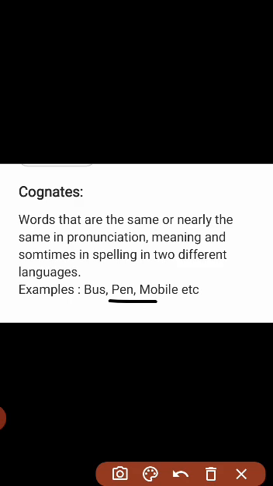Similarly, pen, mobile. So there are plenty of other words that have the same pronunciation and meanings in the two languages.